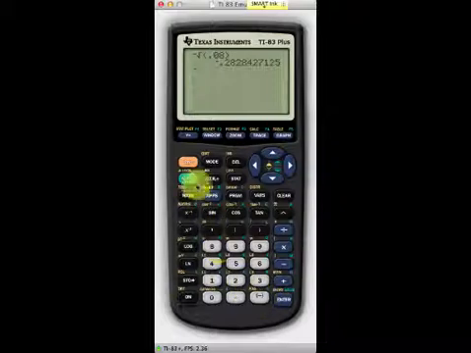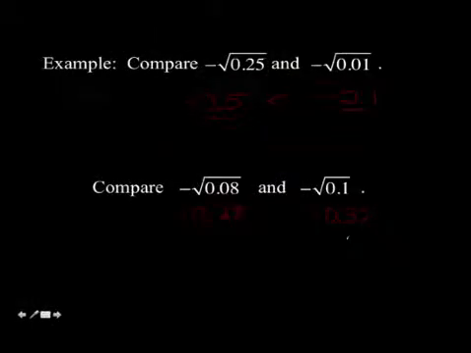The other one that we're doing is negative square root of 0.1. Close the parentheses, and we get negative 0.316 or negative 0.32, and those are the two numbers we'll be comparing in this problem. And again, think about which one is worse since these are negative. Owing 28 cents is better than, or greater than, owing 32 cents.